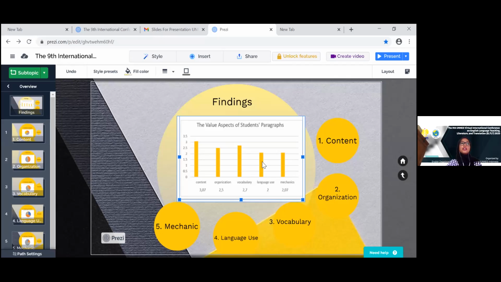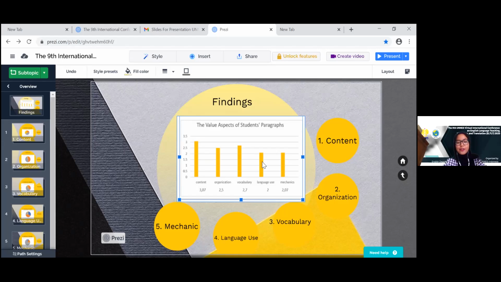So after doing a research of international students in Universitas Muhammadiyah Surakarta, we found that the lowest score is in language use, because they do a lot of errors in tenses. They do a lot of errors in making the passive and the active voice, and they also do a lot of errors in conjunction, transition, preposition, and so on and so forth.